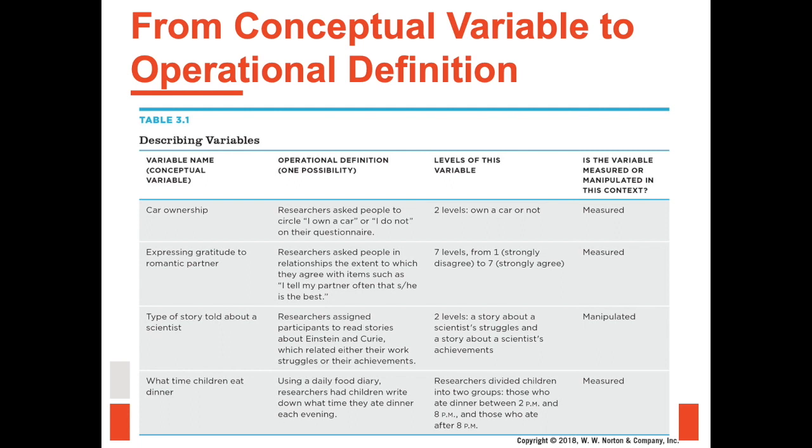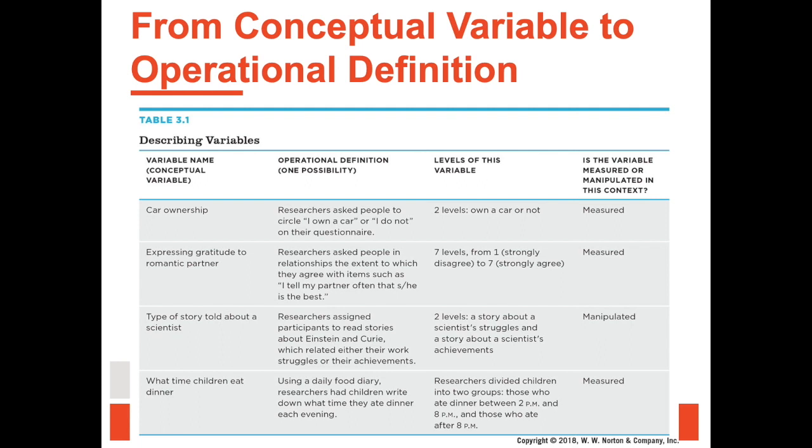This is, again, another measured variable. We're not having them express gratitude to a romantic partner. You'll find in psychology a lot of variables are like this one, that it's hard to just have them circle, I own a car or I do not own a car. Usually you are going to measure different aspects of the conceptual variable with different items and have them rated or answered, and then together those items create this one conceptual variable.